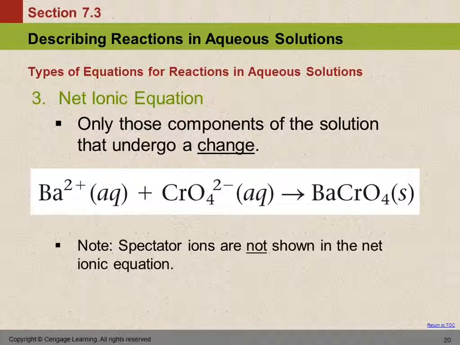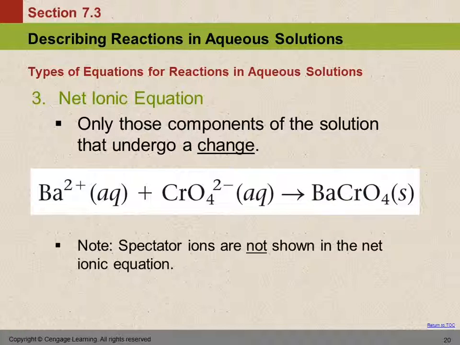So any of the spectator ions from the complete ionic equation, we're just going to leave those out, and this is the net ionic equation. This is what's going on in the boxing ring. This is what's changing. Barium ion is reacting with chromate ion to form a solid barium chromate.